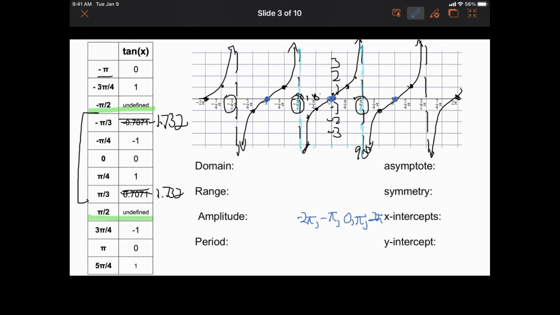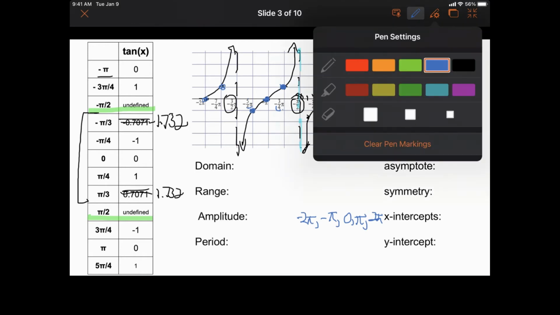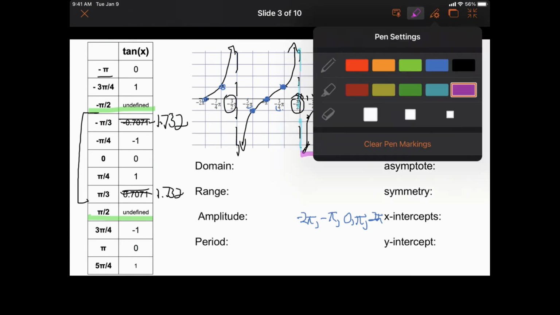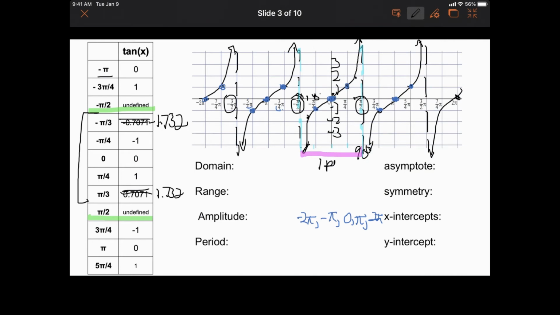And then at pi over 4, to the right of this x-intercept, it's up 1. To the left, it's negative 1. So here's your x-intercept, to the left it's down, and to the right it's up. For one cycle, one period, you can see there are 3 key points. And this is one period, one cycle.